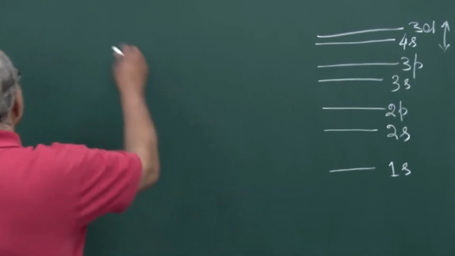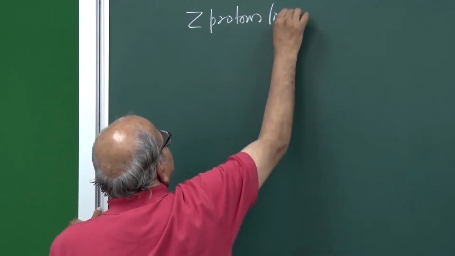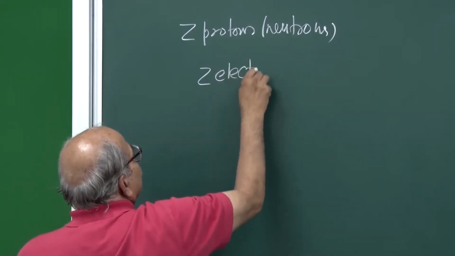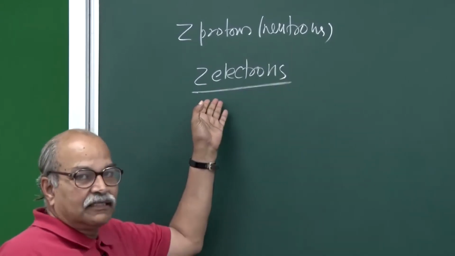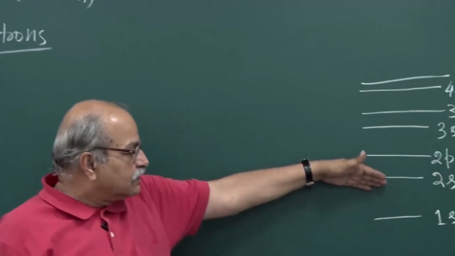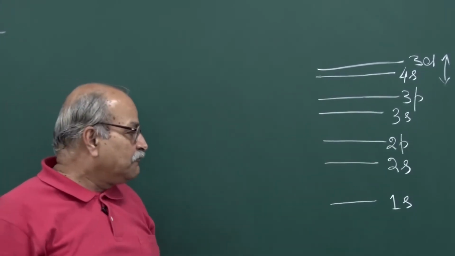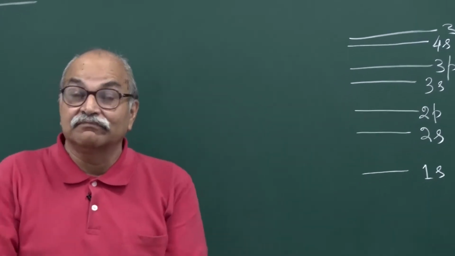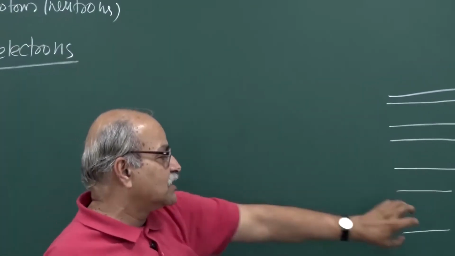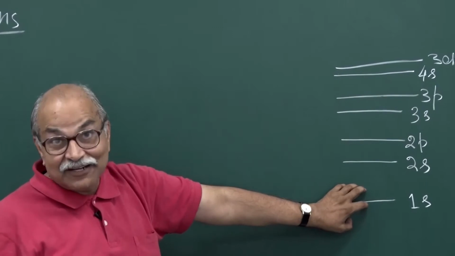In the atom you have Z protons plus neutrons, and Z electrons. All these Z electrons are treated on an equivalent footing. So each of these Z electrons will have these energy levels, and any one can go anywhere. Now if you want the lowest energy of the atom, the best way is to put all these Z electrons here, and the energy will be lowest. But we cannot do that.